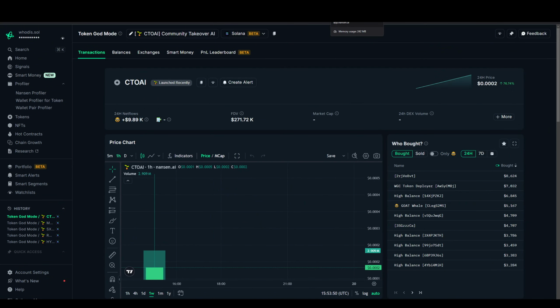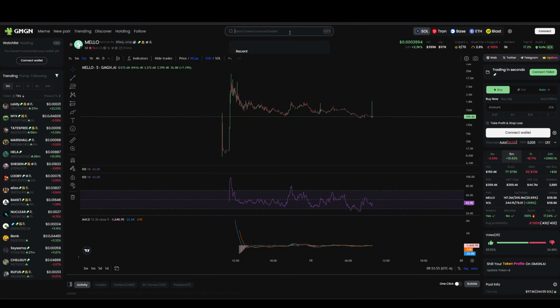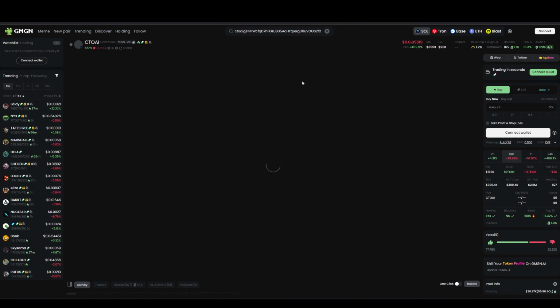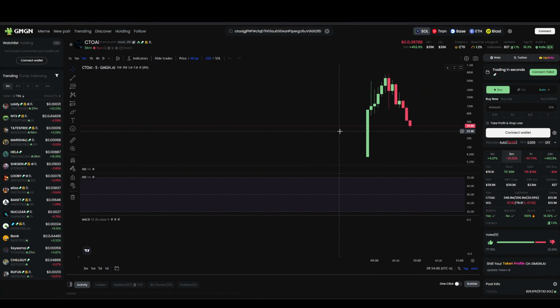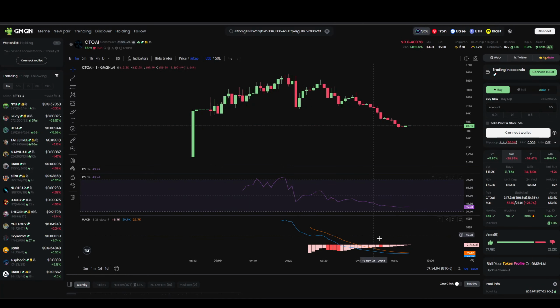CTOAI could be okay. I don't know that one. I mean, we're doing these in real time, right? So we're just trying to see what we see. Could be a bull flag. Yeah, it's possible this could be a good buy here.